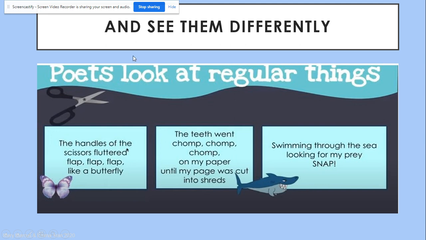Poets look at regular things and they see them differently. So here is a little poem about those scissors. "The handles of the scissors fluttered, flap, flap, flap like a butterfly." I wonder if you see a butterfly when you see scissors. Here, maybe it's the wings, the handle part of the scissors. Or maybe you see something differently.